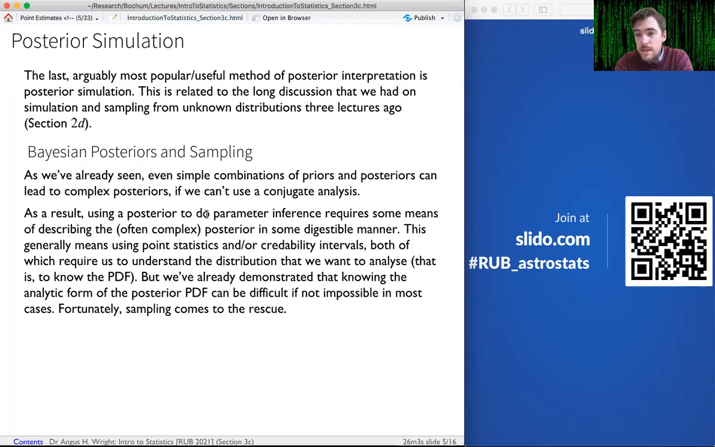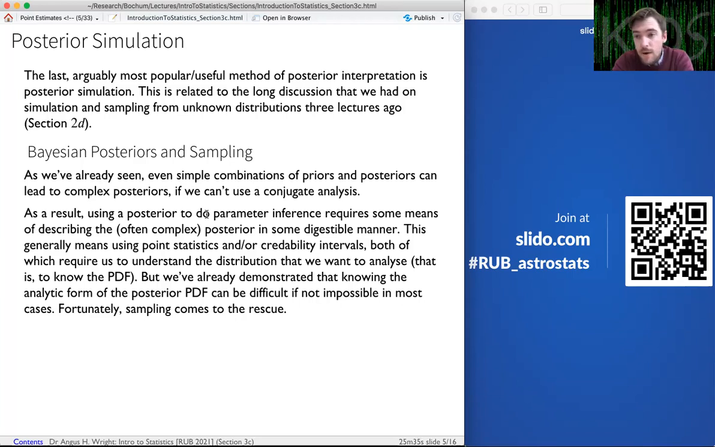Posterior simulation is, I think it's fair to say, overwhelmingly the driving factor that has made Bayesian statistics as popular as it is in modern science, in modern empirical sciences like physics and astronomy. Why is that the case?